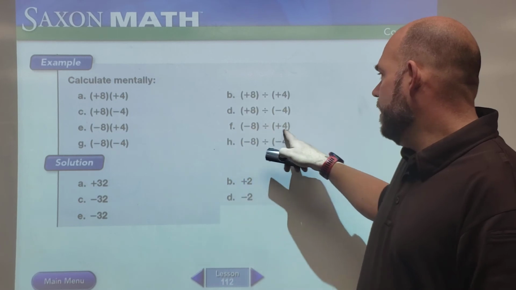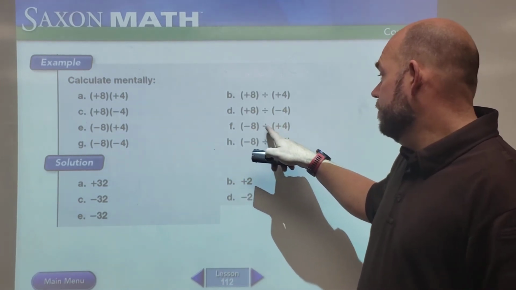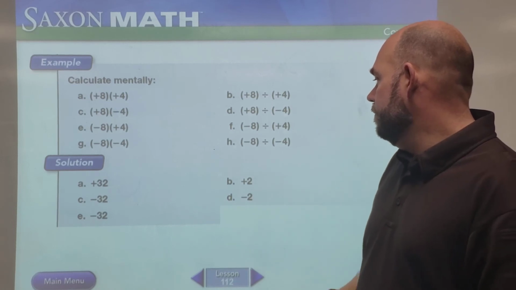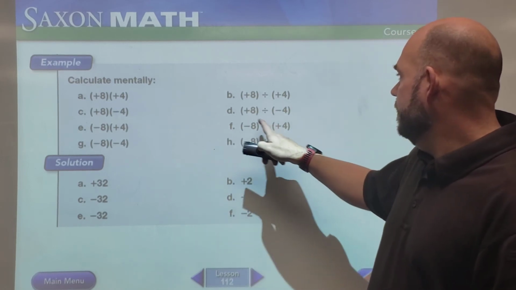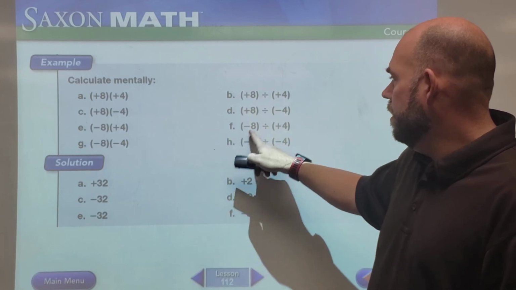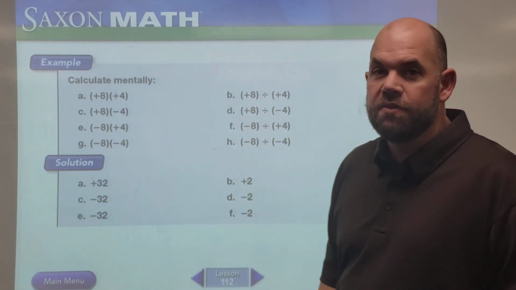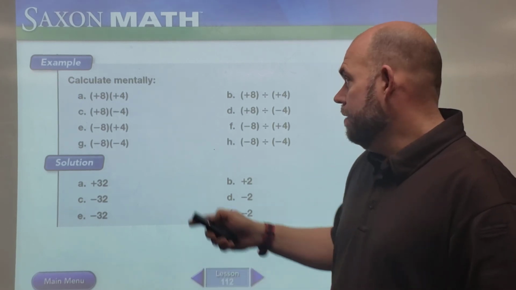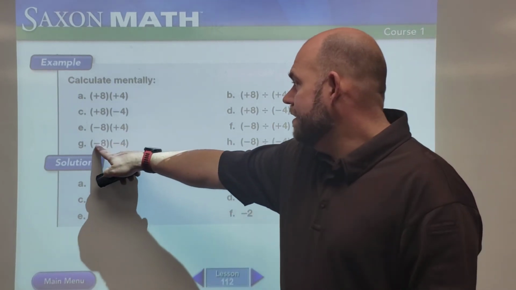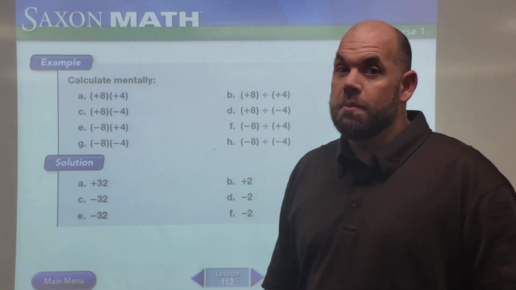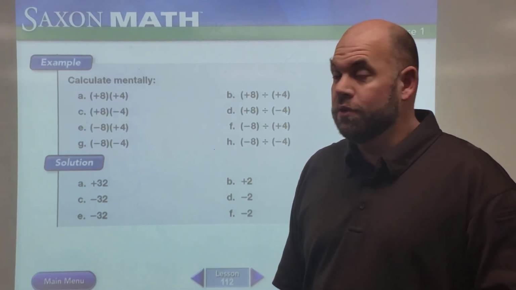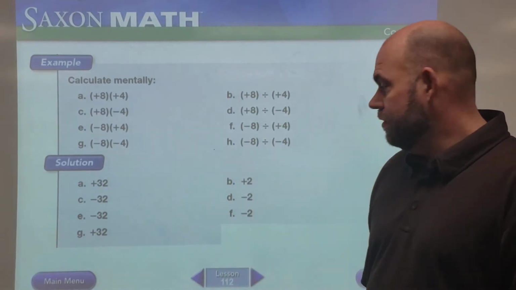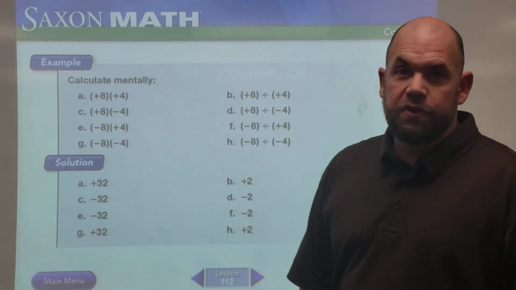Here a negative and a positive is going to be different. So that's going to be negative. Negative 8 divided by 4 is negative 2. So even though these are different, the order of the positive or negative doesn't matter. All that matters is that it's different, and that will make it negative. If it's the same, it's positive. If we look at this, a negative and a negative, remember those are the same. They're both negative, so the answer is going to be positive 32. And here, negative and negative, it's going to be positive 2.